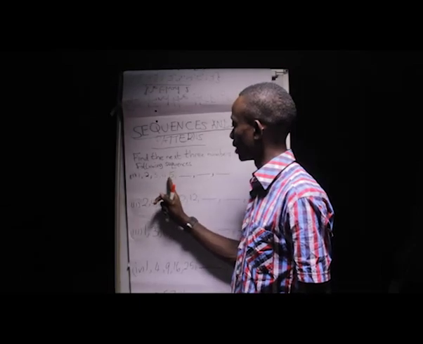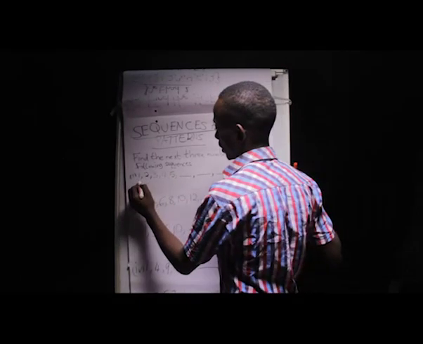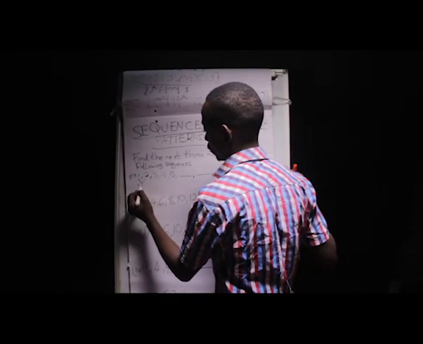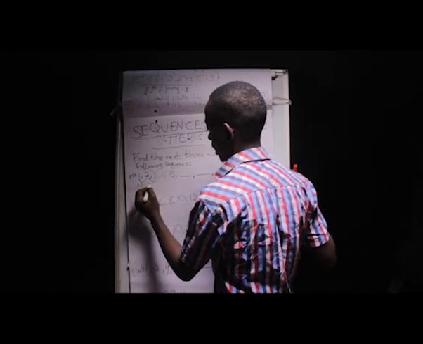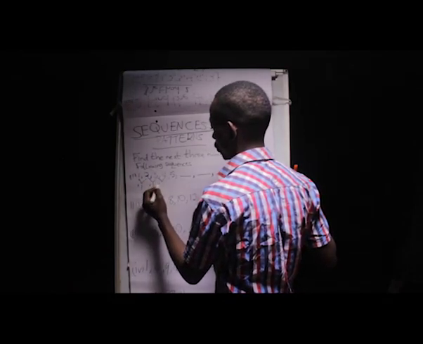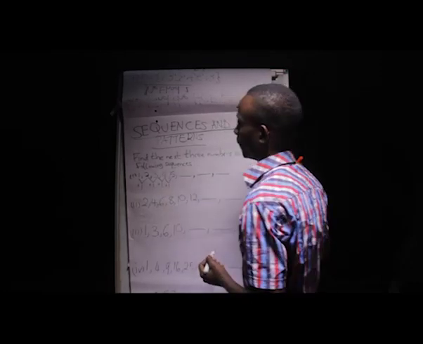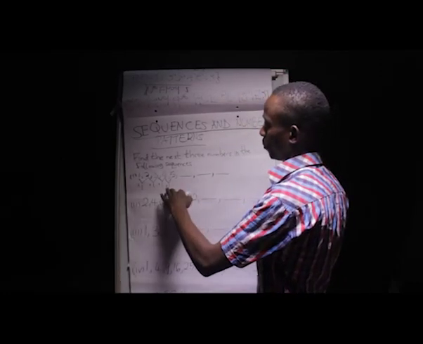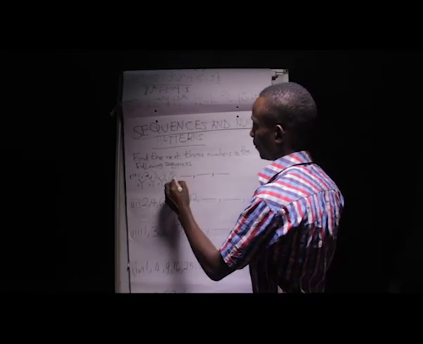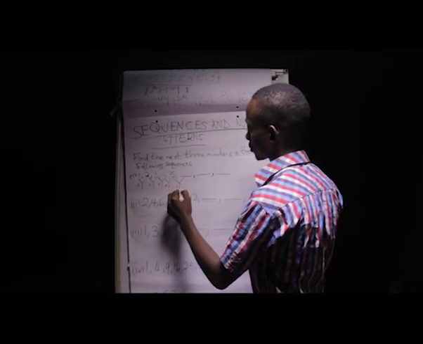When I add 1 to 4, I get 5. Meaning, from 1 to 2, I added 1. From 2 to 3, I added 1. From 3 to 4, I added 1. From 4 to 5, I added 1. When you look at this, it is uniform, meaning that even for the next number, I'm going to add 1.